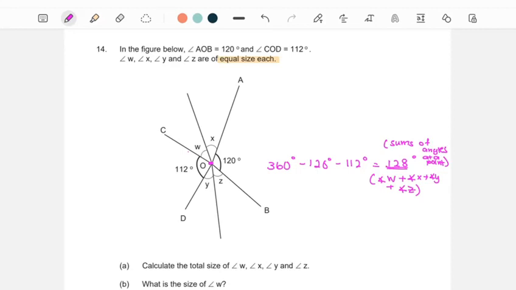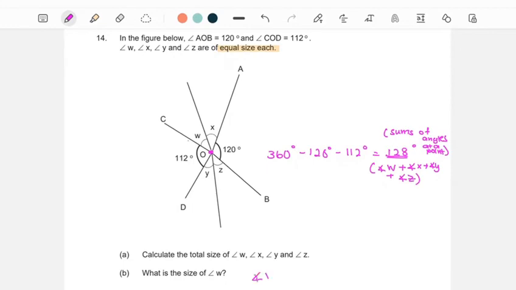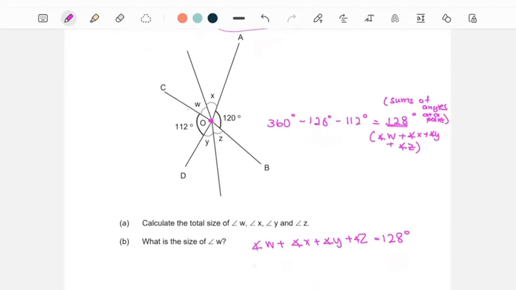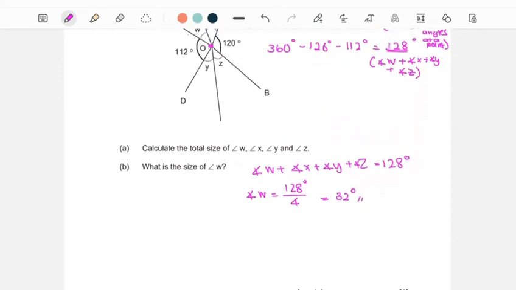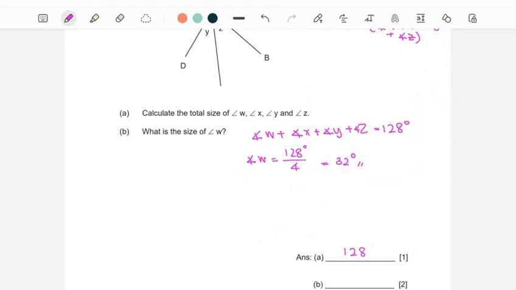And B, calculate the size of W. Now we know that W plus X plus Y plus Z gives you 128 degrees and they are of equal size. So to find one of it, we can simply divide it by 4. That will give us 32 degrees. And yeah, 3 marks again. 128 degrees and 32 degrees.